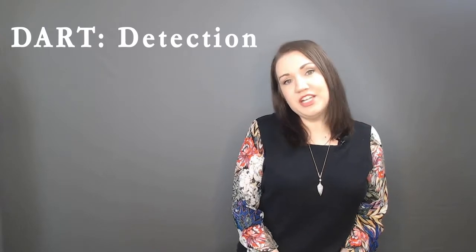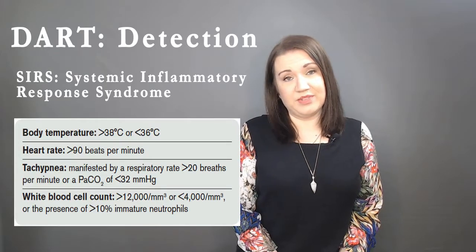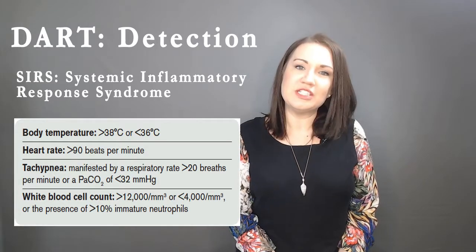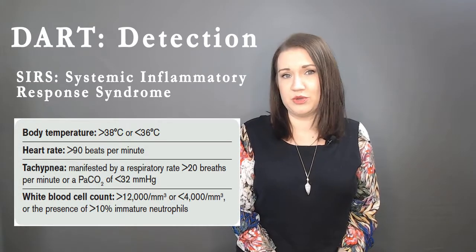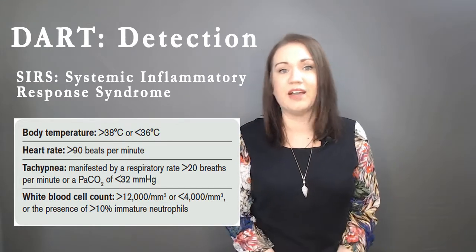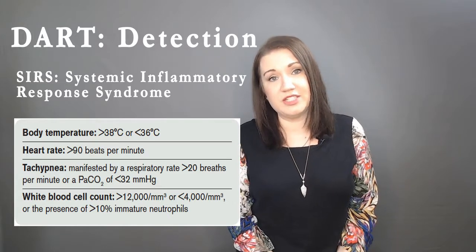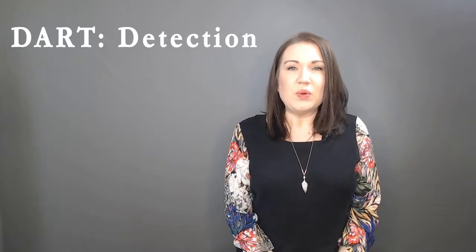Detection, for many years, we have used the SIRS criteria. It's the Systemic Inflammatory Response Syndrome, where clinicians take into account temperature, heart rate, respiratory rate, and if you have lab work back, WBCs. This criteria is used to establish if a patient is at risk for sepsis or not.